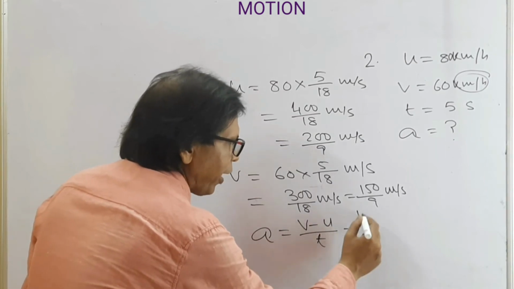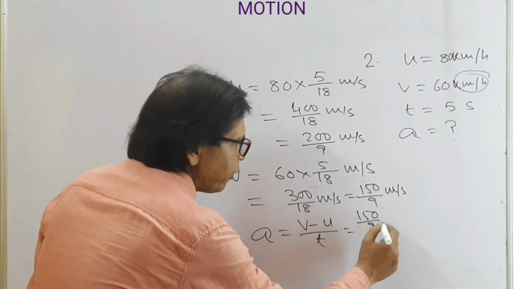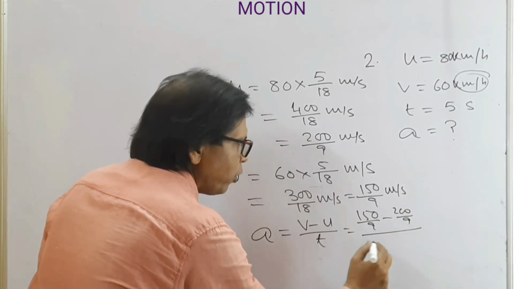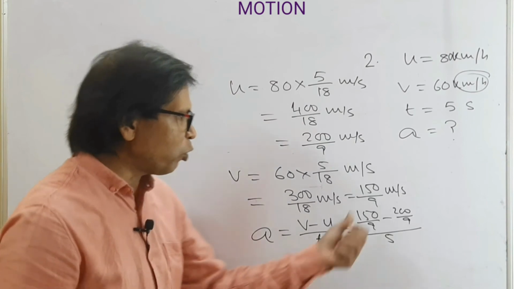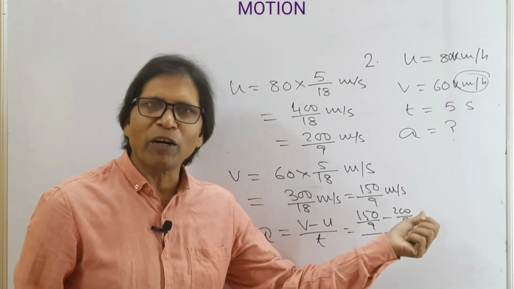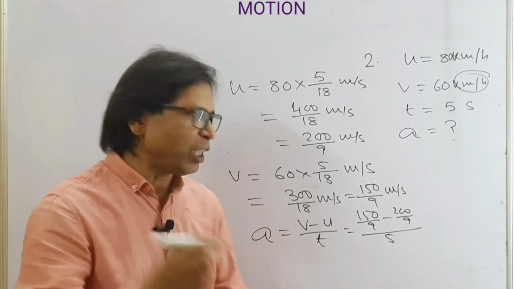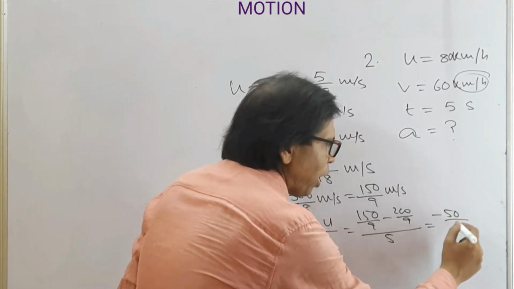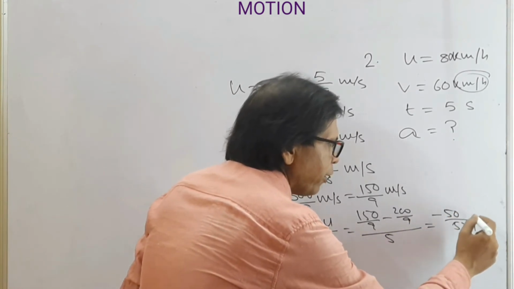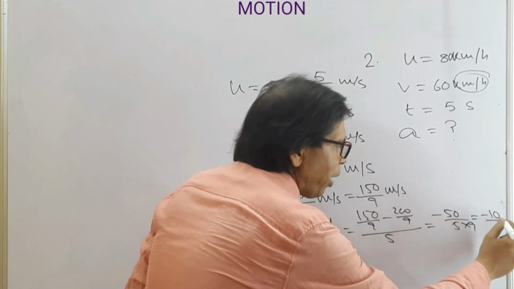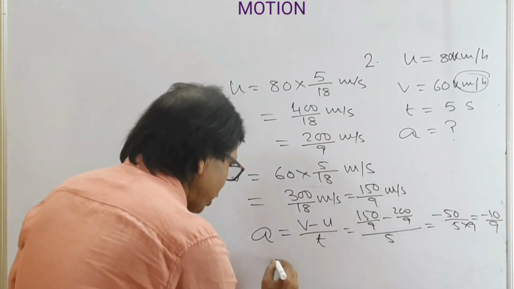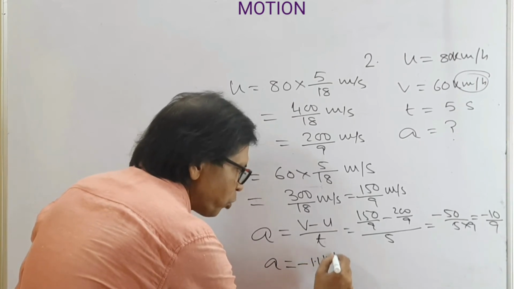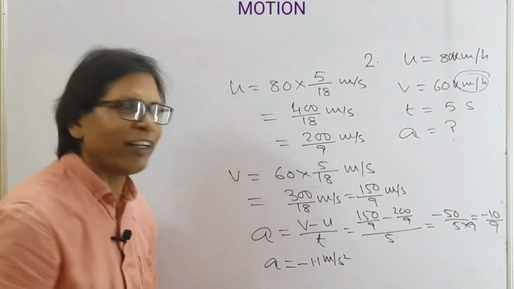So acceleration equals 150 by 9 minus 200 by 9, divided by 5. Now 150 minus 200 is minus 50. So this is minus 50 by 5 into 9, that is minus 10 by 9. So acceleration a equals minus 1.1 meter per second square.